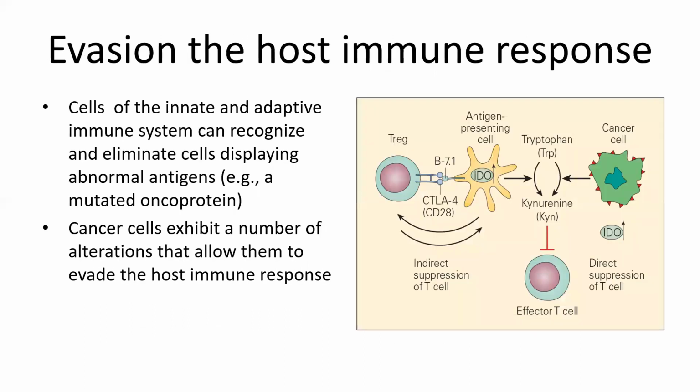The last part is evasion of the host response. Usually any aberration in a normal cell will be recognized by the immune system of the body as a foreign substance. Cancer cells are an aberration of the normal cells, so they will be recognized by the normal immune system. But these cancer cells do have certain genes which can alter the immune response to these cells and thus escape immune system activation and immune-mediated cell kill. This also is one of the important hallmarks of cancer.